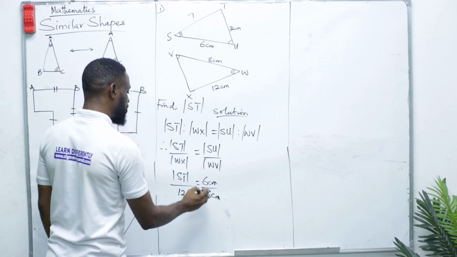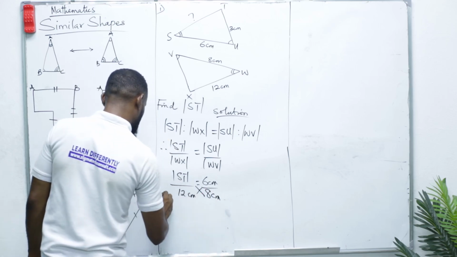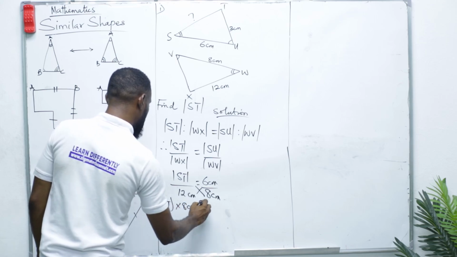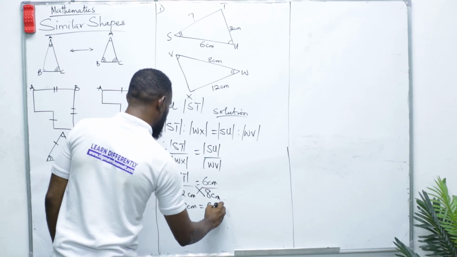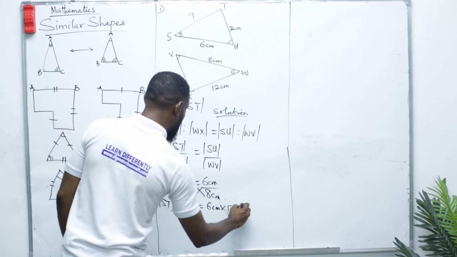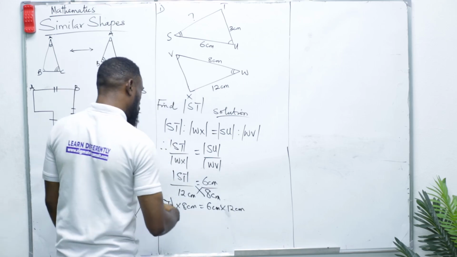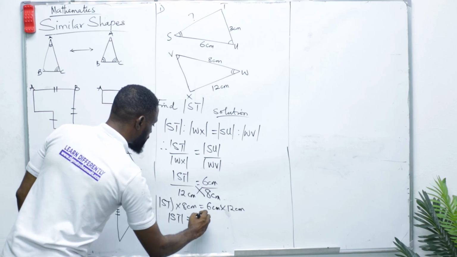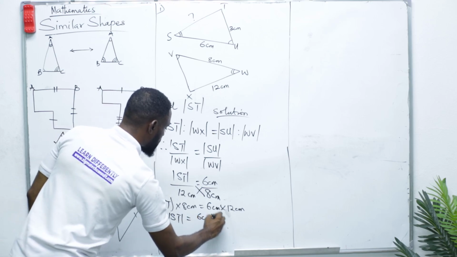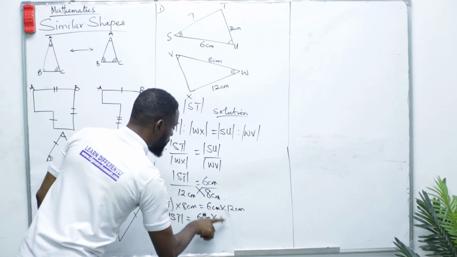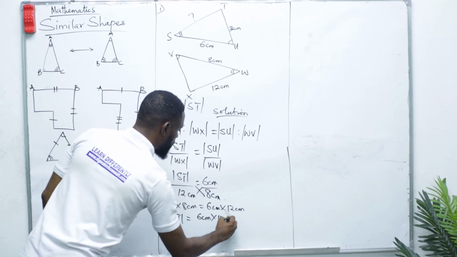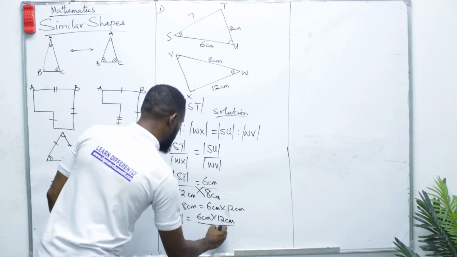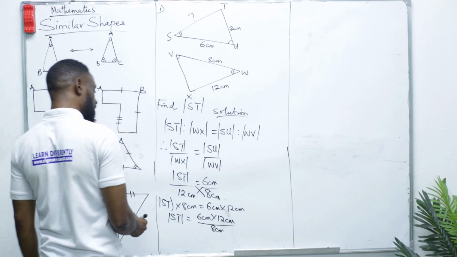All right? So we cross multiply. So this will be line ST times 8 cm is equal to 6 cm times 12 cm. What that simply means is that line ST will now be equal to 6 cm times 12 cm all over 8 cm. Do you get that now?